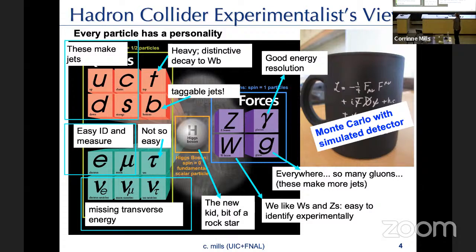Z and W bosons, we like these. They often decay to charged leptons and neutrinos. This is very easy to identify in the detector, and they'll feature exclusively in the measurements I'll talk about. Photon: good energy resolution, nice for the Higgs boson mass. Gluons: the LHC is a gluon factory, and that is mostly how we will make the particles that we are talking about.